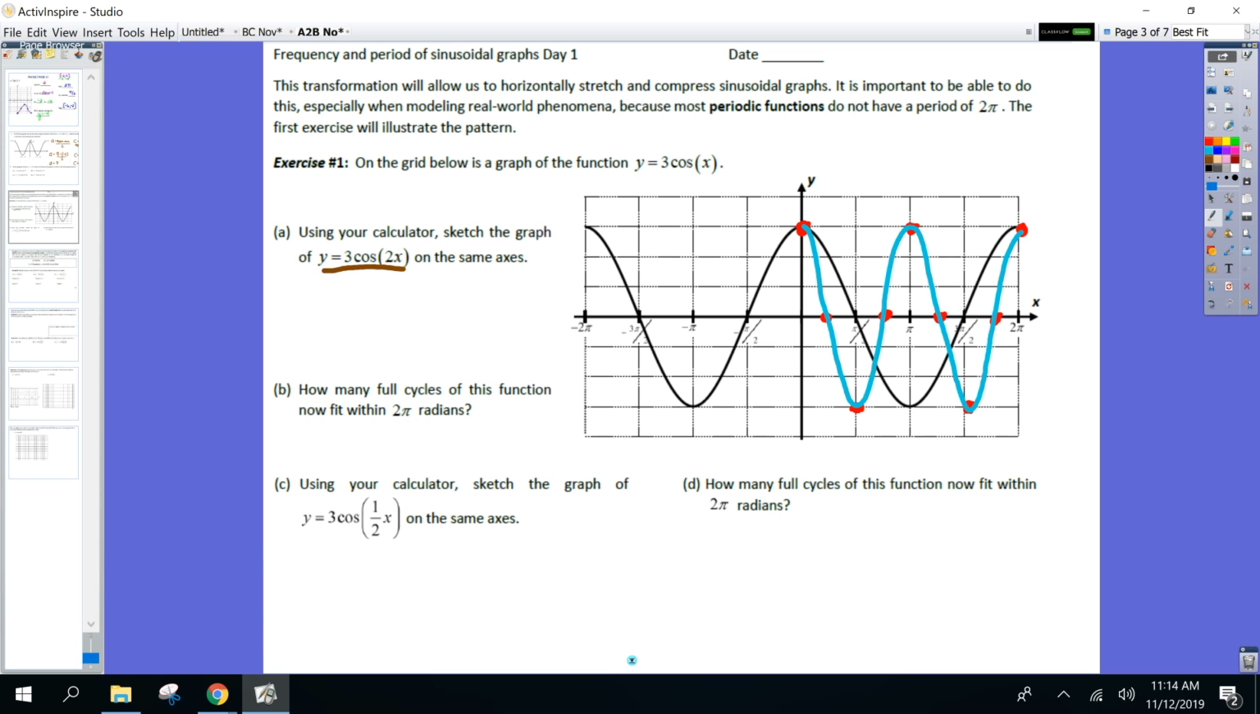So putting a number there affects it a little bit, huh? Can you answer part A, part B now? How many full cycles do you see now? How many cosine curves do I see that fit within 2 pi right now? That's all I'm asking. How many cosine curves did we just graph between 0 and 2 pi?